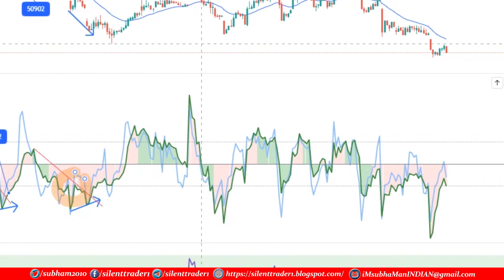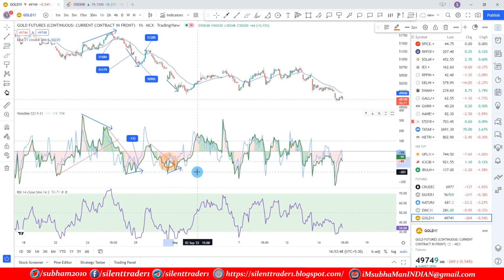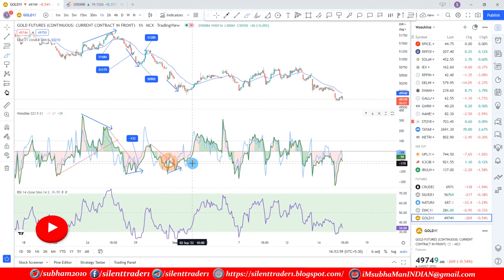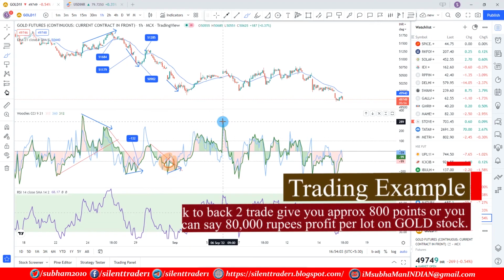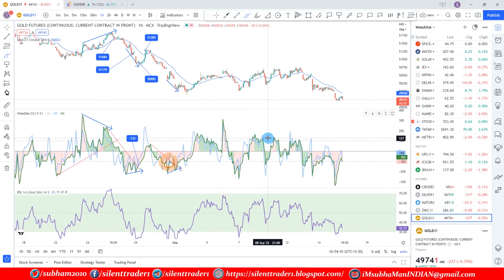If you see the price after the crossover, it's going up 400 to 500 points from the crossover. But follow the rules properly, which is good for easy trading knowledge. After that there are no trade zones seen as per the chart. Back-to-back two trades give you approximately 800 points, or you can say 80,000 rupees profit per lot on gold in the commodity market.